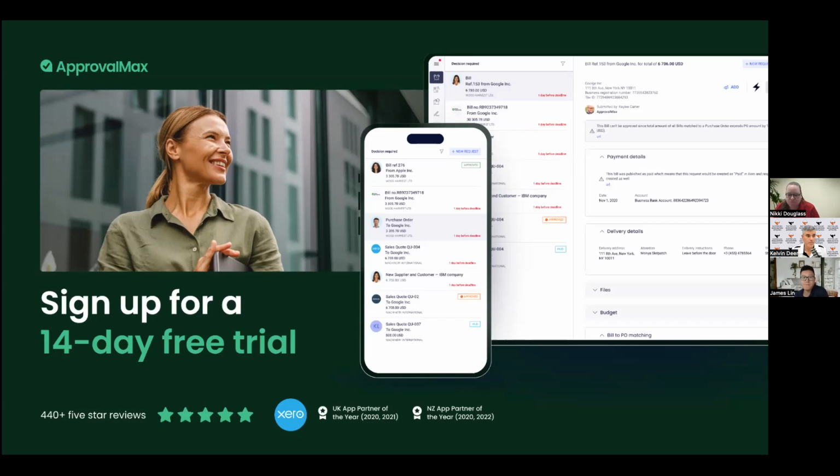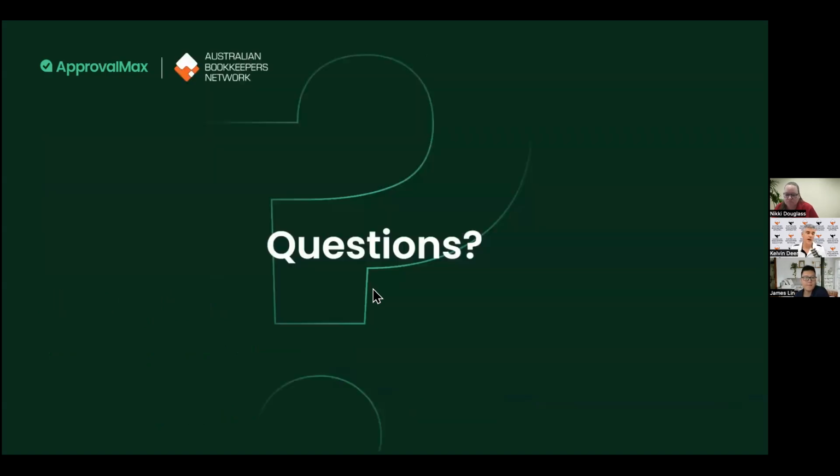Fantastic. And if anyone's not monitoring chat, Christine just asked James which software it works with. My understanding, and one of the guys from ApprovalMax just answered that, is that we're looking at Xero, NetSuite, and QBO. Is that correct? They're the integrated software at the minute? That's correct. Yeah. We also integrate with Airwallex on the payments side of things as well.